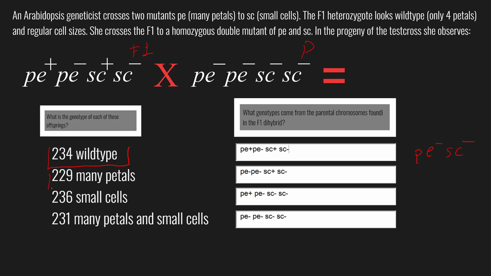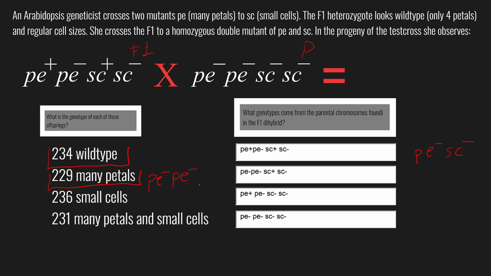How about for many petals? Well, for many petals to occur, we know that this mutation is recessive relative to the dominant wild-type allele, and the baby must have this phenotype, right? A double homozygote recessive. Therefore, the only gamete that defines whether or not the offspring is in homozygosity is the contribution again of the hybrid parent. So we have PE minus PE minus.